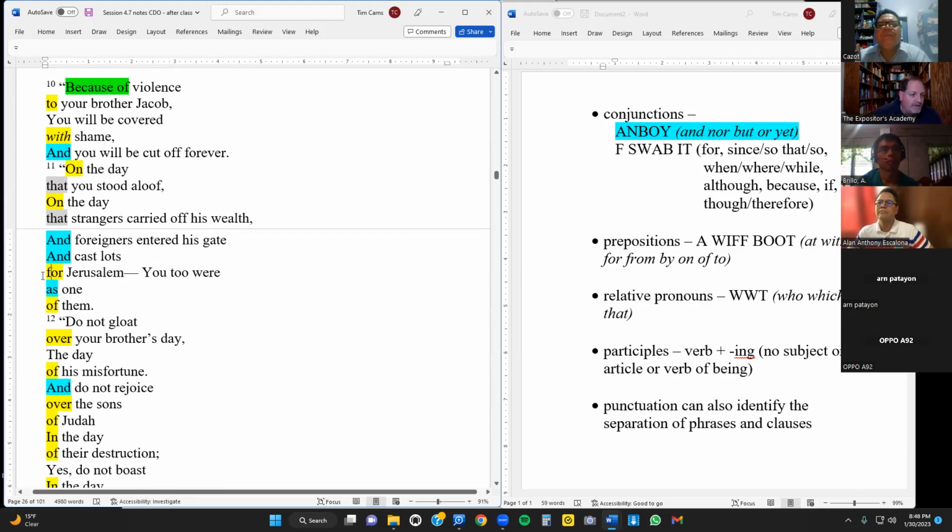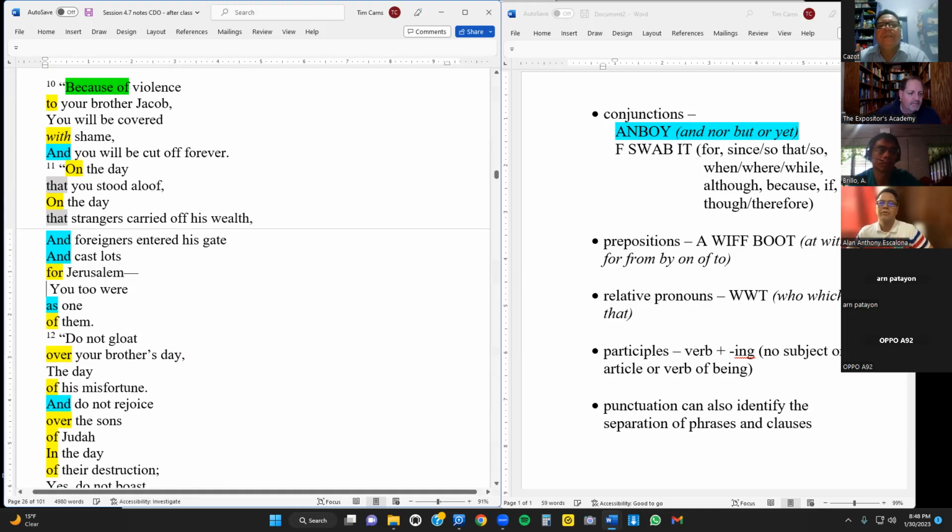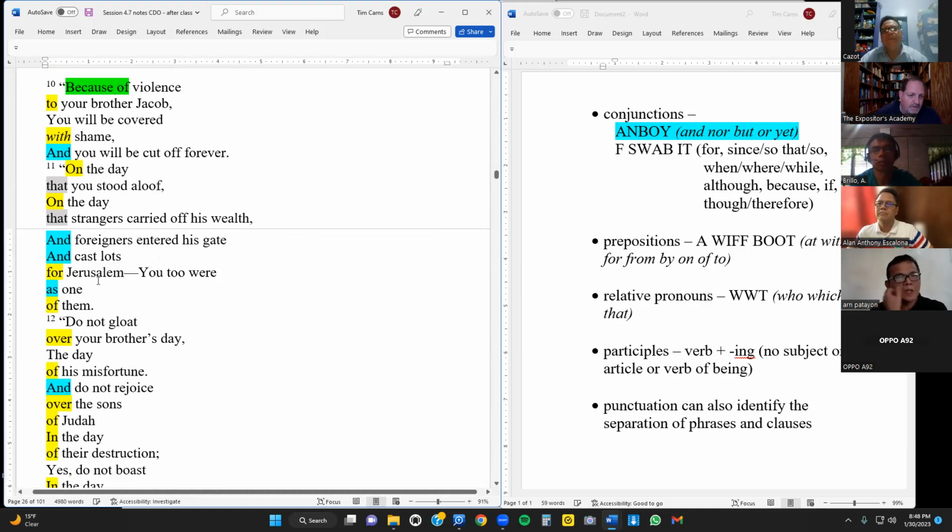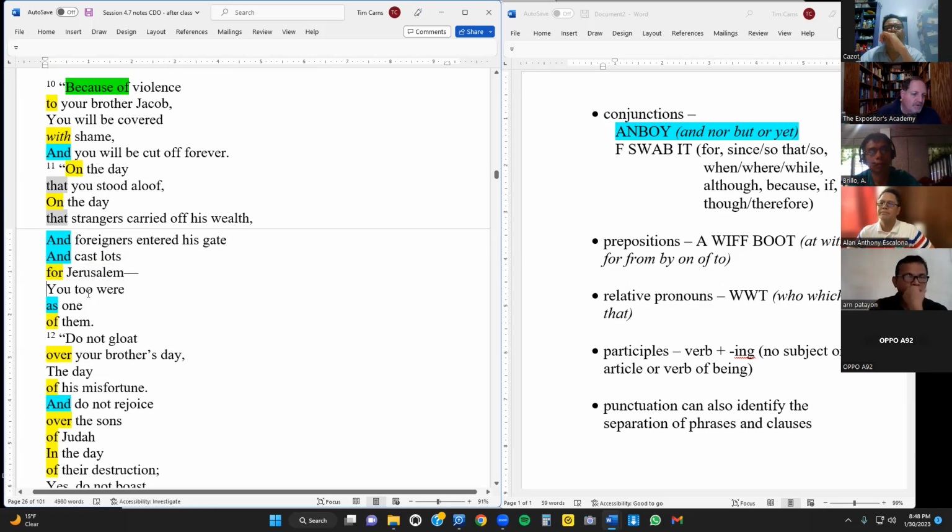Now, Alan had mentioned you two. Here we have a dash, which is another indicator of a break. Punctuation. Even though there's not a connector word there, "for Jerusalem" and "you two were." This is not a phrase or a clause; it doesn't make sense. "For Jerusalem" is a phrase, and then we have "you two were." Now, "as one of them."